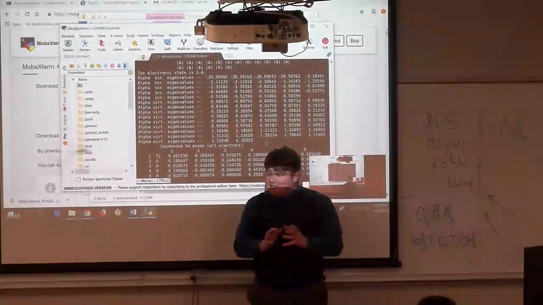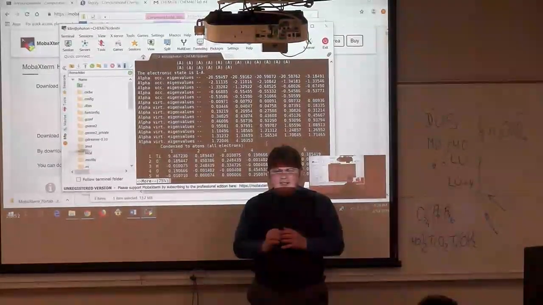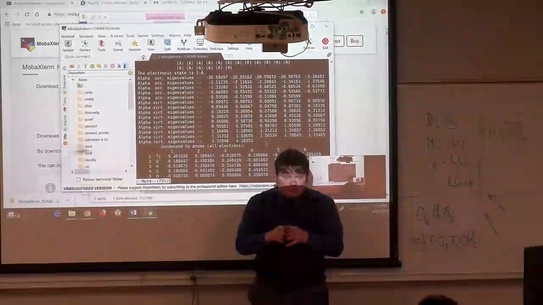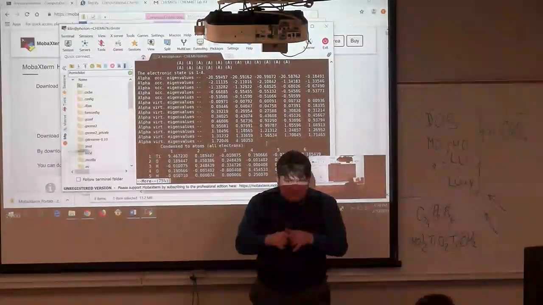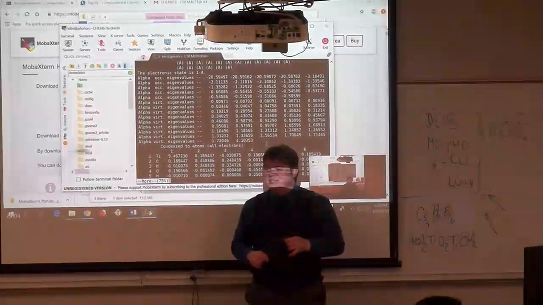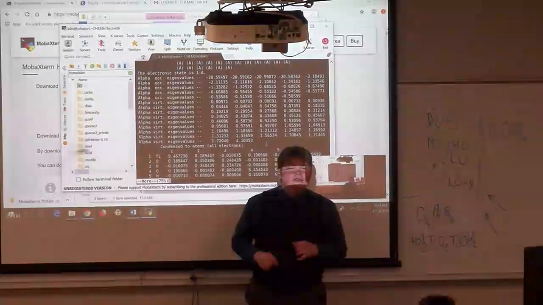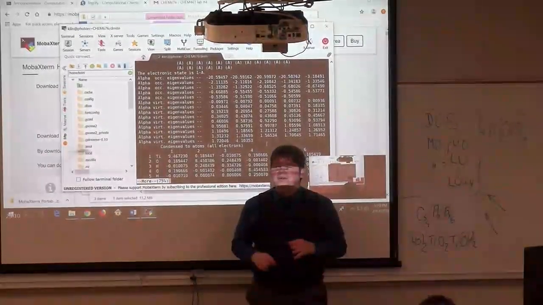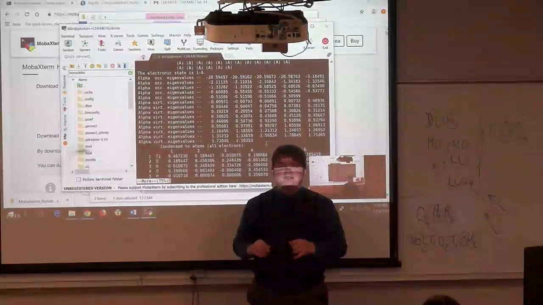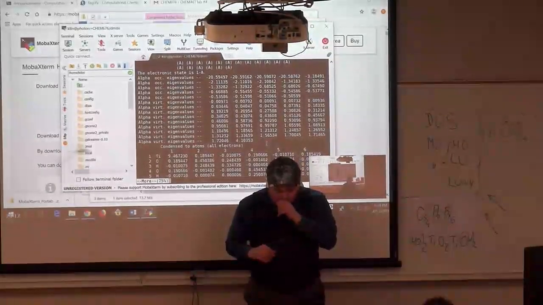Please raise hands who is comfortable with this concept by now. 1, 2, 3, 4, and a half. Who is completely not comfortable with the concept of density of states? 1, 2, 3, 4. Who is in the middle? 1, 2, 3. Okay.